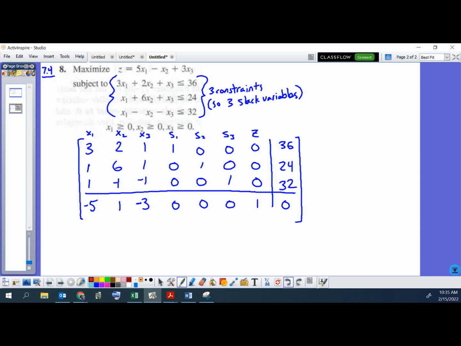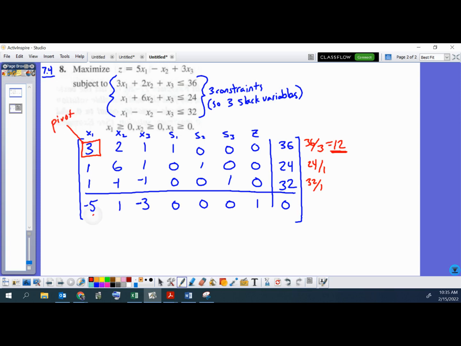Now we need to figure out which of these values is the pivot. And to do that, we're going to go over here and we're going to look at these values divided by these values, and we want the least result from that. So if you take 36 divided by 3, that's 12. And then we have 24 divided by 1 and 32 divided by 1. Clearly the 12 is the least. And so this is going to be our pivot.